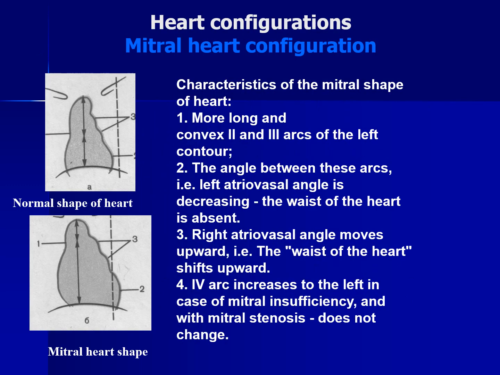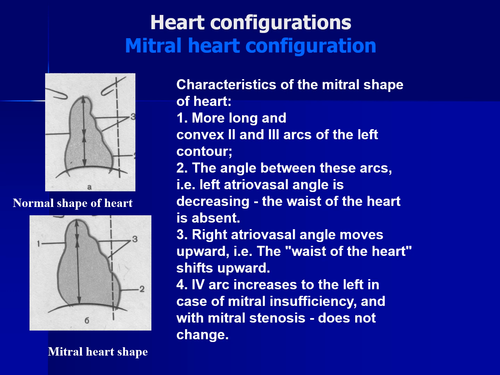Let's speak about two main pathological shapes of heart. They are mitral and aortic. In our practical studies, we'll also discuss the other pathological shapes of heart. So now, let's look. Here is the normal shape of the heart and the mitral heart shape. What is the difference?